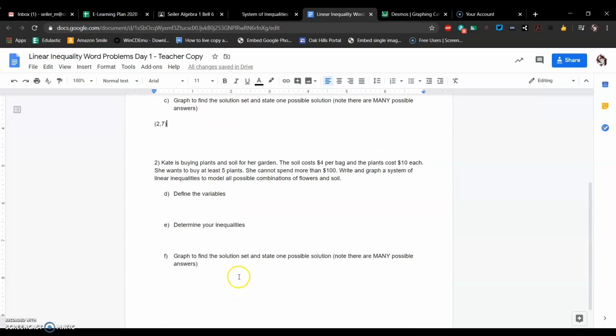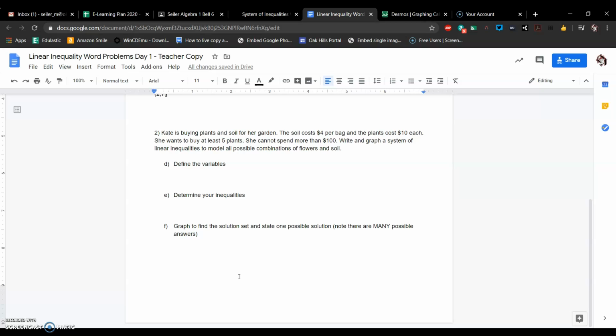If we take a look at the second one, the second one's going to be a little bit trickier, just because, again, it's going to give us 4 pieces of information, but we have to be careful about what information it's giving us. So Kate is buying plants and soil for her garden. The soil costs $4 per bag, each, every, per. We like those buzzwords. And the plants cost $10 each, every, per. Again, love those buzzwords. She wants to buy at least 5 plants.